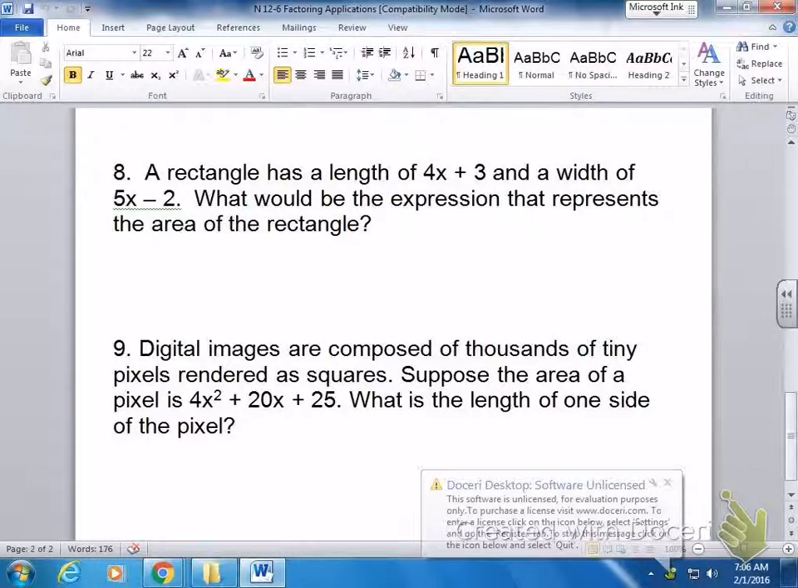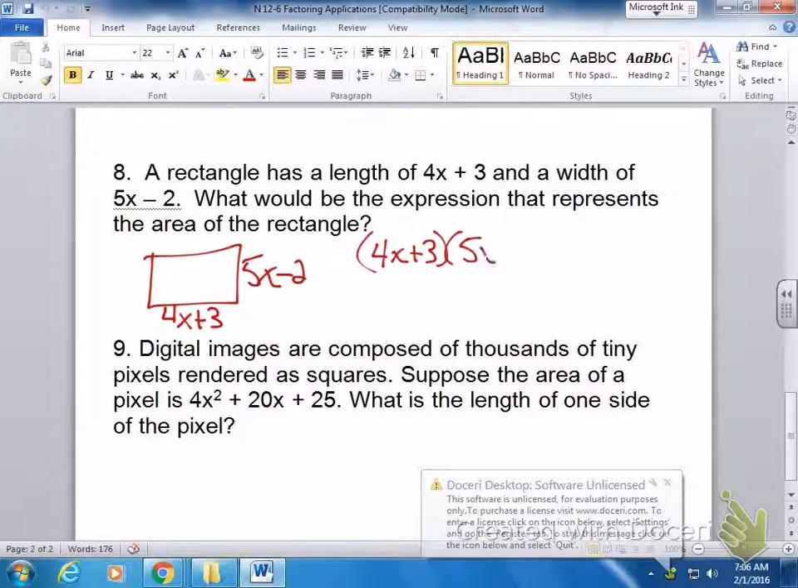Now remember, the area of a rectangle is length times width. In this case, they told us the length is 4x plus 3 and the width is 5x minus 2. So if we just multiply those together, we should get the area. So 4x plus 3 times 5x minus 2. Now all we have to do is do a little bit of distributing, combine like terms, and we've got our answer.